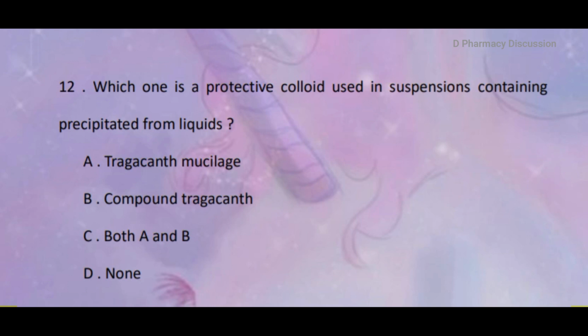Next one, which one is a protective colloid used in suspensions containing precipitate forming liquids? Options are A tragacanth mucilage, B compound tragacanth, C both A and B, and D none. Correct answer is option C, both A and B, that is tragacanth mucilage and compound tragacanth are used as protective colloids in suspensions containing precipitate forming liquids.